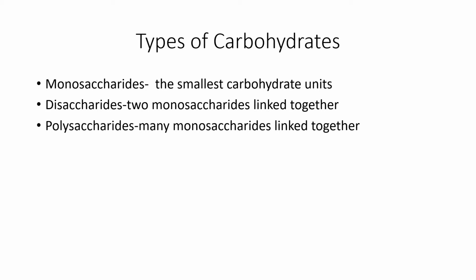As we look at carbohydrates, we're going to talk about three different types. We're going to build up from the smallest carbohydrates and get bigger and bigger, and finally finish with the largest. The first type we're going to talk about are the monosaccharides. These are the simple sugars, and these are the smallest carbohydrate units. Then we're going to see how monosaccharides can get linked together to form disaccharides, which are two monosaccharides linked together.